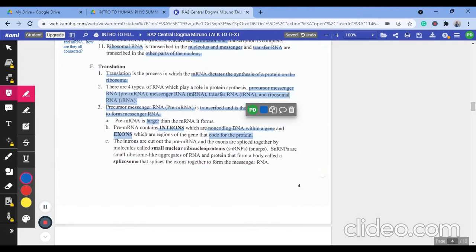So the introns are cut out of the pre-mRNA and the exons are spliced together by molecules called small nuclear ribonucleoproteins, or SNRPs. SNRPs are small ribosome-like aggregates of RNA and protein that form a body called a spliceosome that splices the exons together to form the messenger RNA.